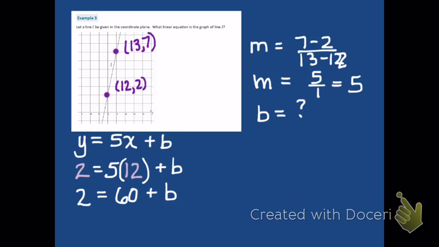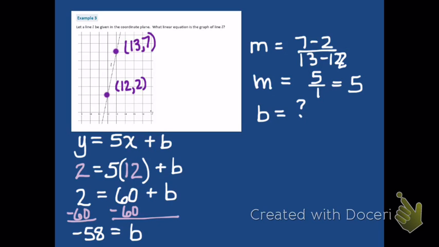But I'll show you the steps for doing it with 2 and 12. So multiplying out 5 times 12 is 60. We get 2 is equal to 60 plus b. And in order to get b by itself, I'm using properties of equality here. I'm just subtracting 60 from both sides. And I get 2 minus 60 is negative 58. And on the other side, 60 minus 60 is 0, so I'm just left with b. So negative 58 is b.